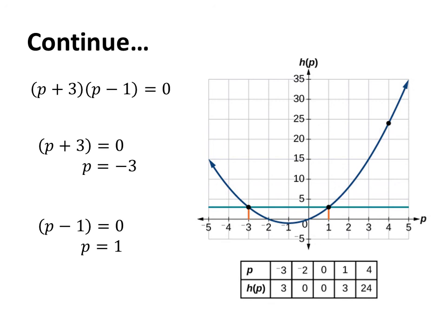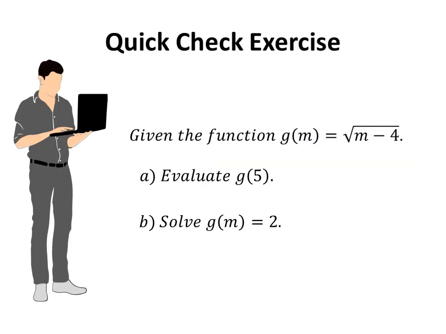We can also verify this by graphing. From the graph, the value of h is equal to 3 when p is equal to 1 and p is equal to -3. Try the given exercise.